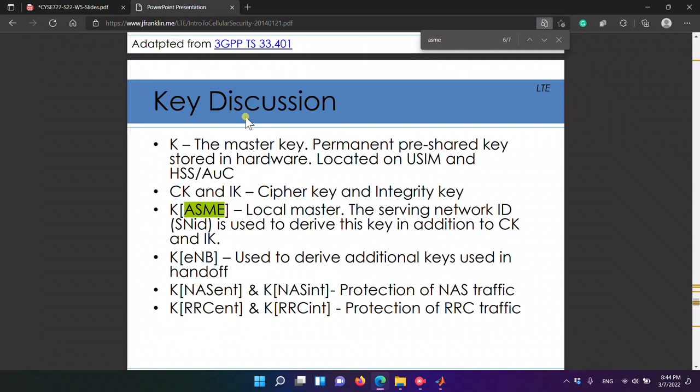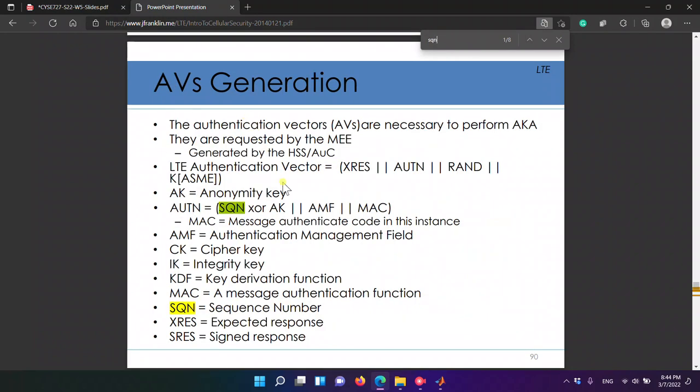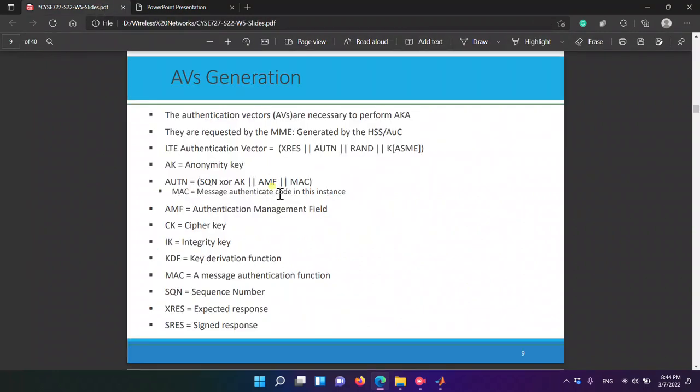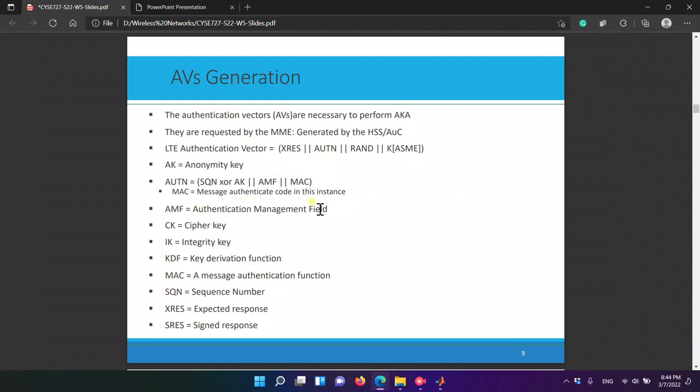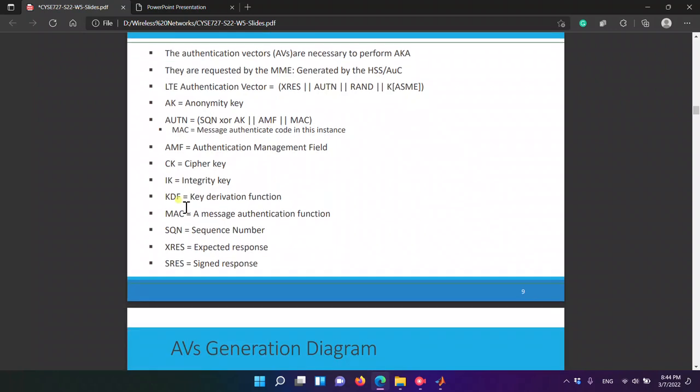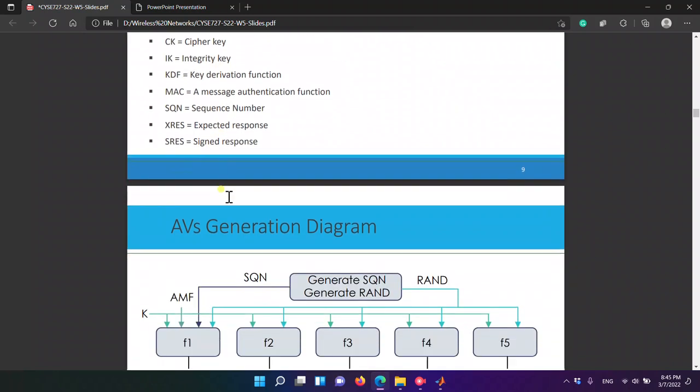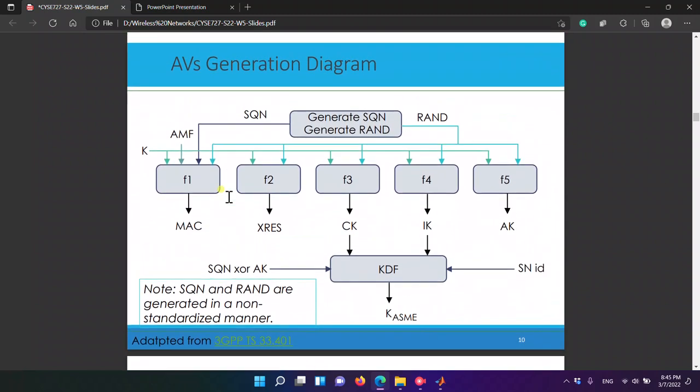AUTN, we said, SQN also. I don't know what it means, but I'm guessing sequence number. So let's just check the sequence number, XORed with the anonymity key. So even the anonymity key is different. We have three keys so far, the fourth being the master key, which is K. And the AMF is the authentication management field. The MAC is the message authentication code. And the KDF is the key derivation function, just like a hash function.